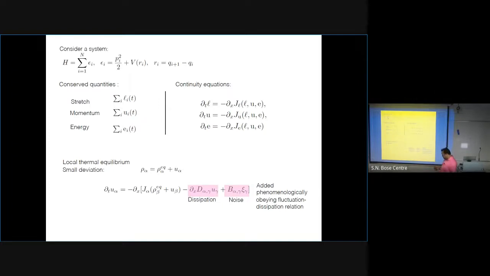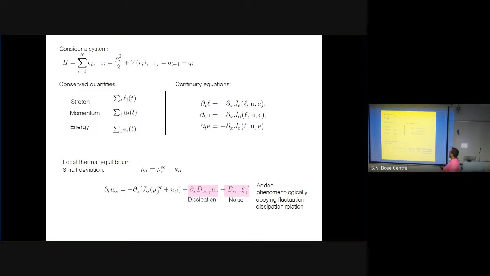What is considered is a system like this, where you can write down the Hamiltonian in terms of local terms. You can think of these as lattice systems where you have particles at each lattice site, these are momenta, and there are interactions with the nearest neighbor. These are the positions, and this is the separation between the particles. In such systems, you have three kinds of conserved quantities: total stretch, total momentum, and total energy.